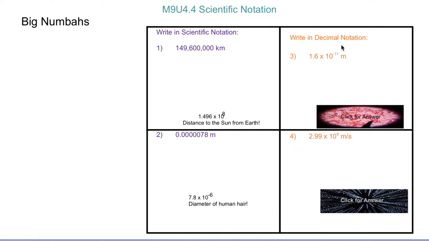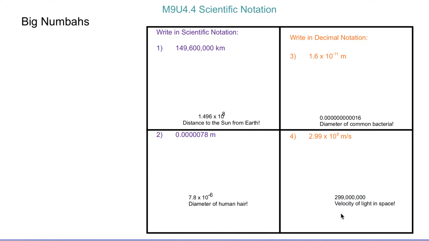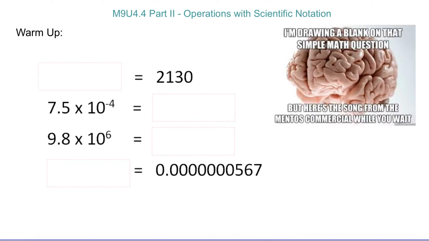If you wrote this in decimal notation, you'd move the decimal to the left to make it a small number. That's what the negative implies. And it would look like that. It's the diameter of a common bacteria. And this, the same sort of thing. This is the speed of light in meters per second, in a vacuum. All right.